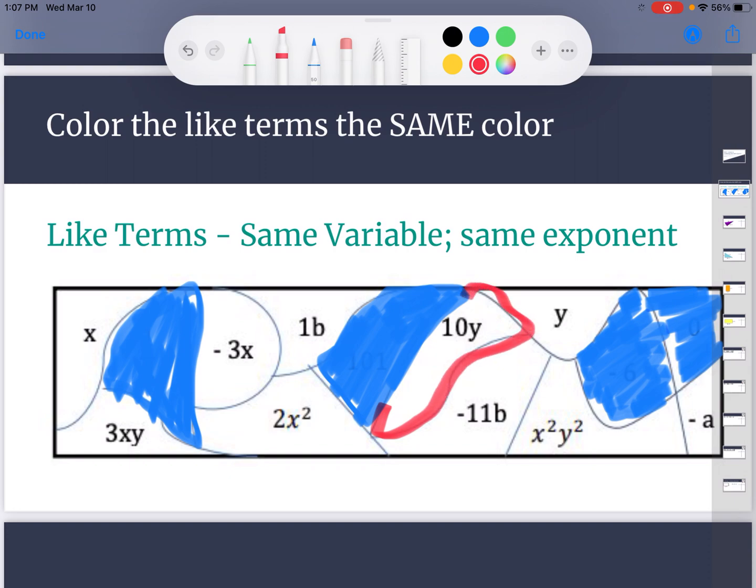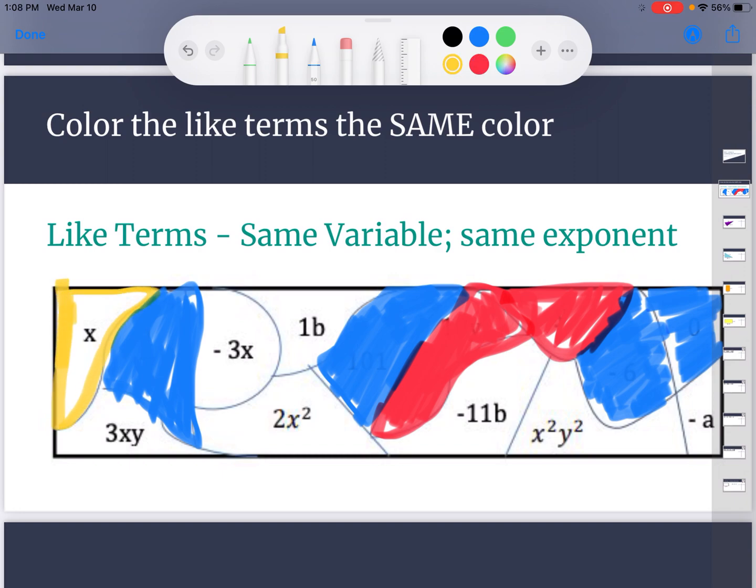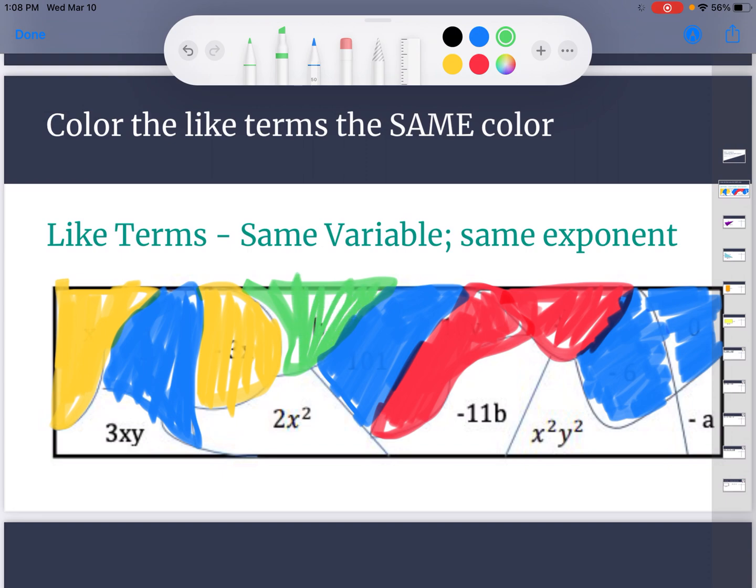All right, then I'm going to find my like terms, so I'm going to use my y's. So 10y, just a y on its own. All right, and then I'm going to look for my x's. All right, there are two b's. Remember, it's got to have the same variable and the same exponent. That's why I didn't choose the 2x squared.